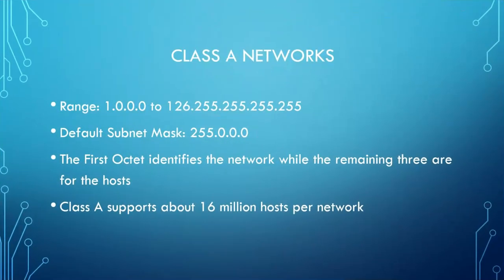Class A networks were designed for very large organizations. The address range for Class A networks is 1.0.0.0 to 126.255.255.255. The default subnet mask for Class A networks is 255.0.0.0, which means the first octet, 255, identifies the network, and the remaining 3 octets identify the hosts. Because of this structure, Class A networks can support over 16 million hosts on a single network. These networks were originally used by very large institutions, such as government organizations or major corporations.